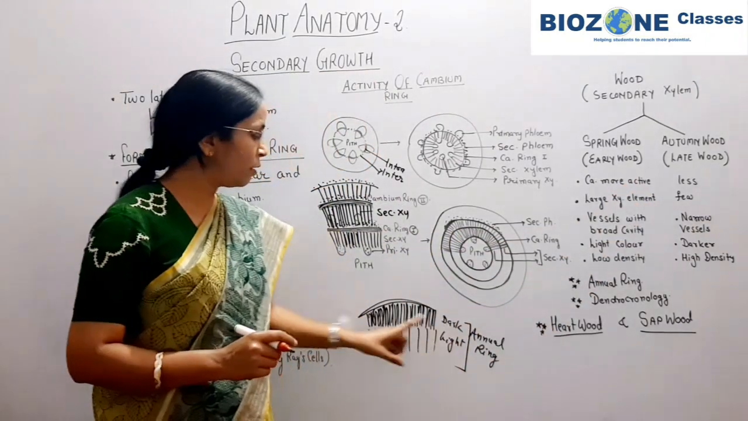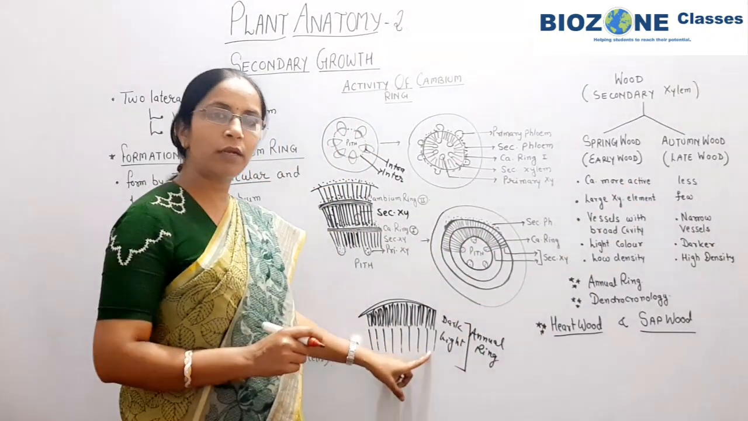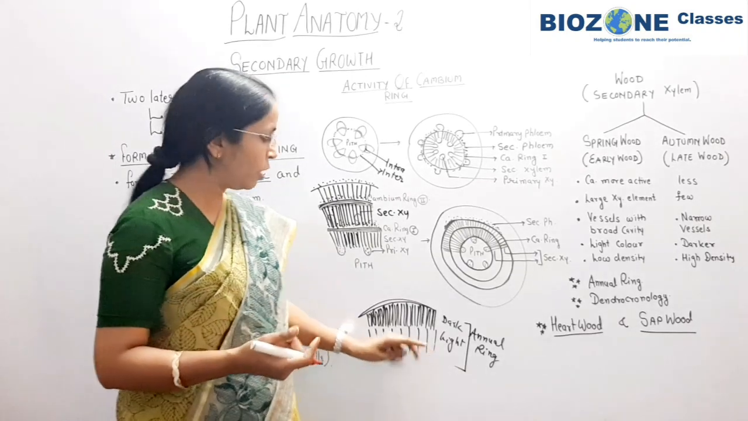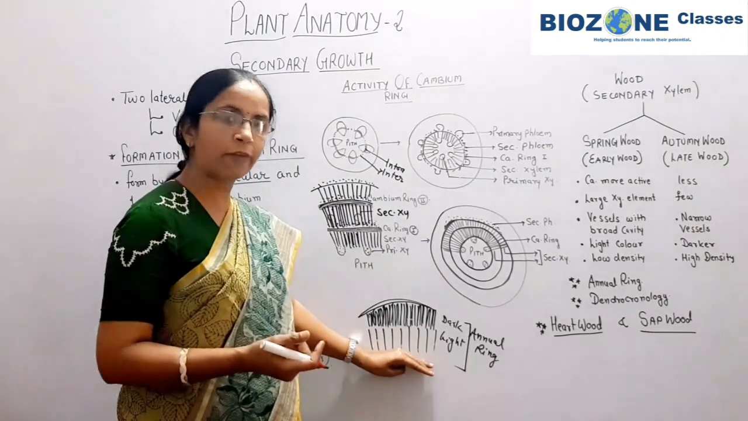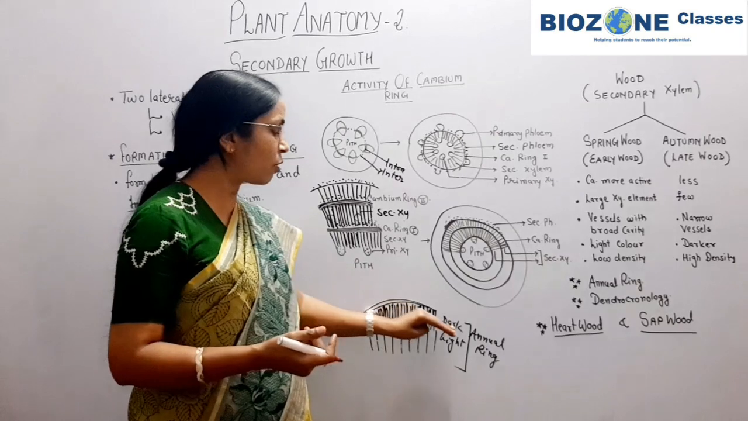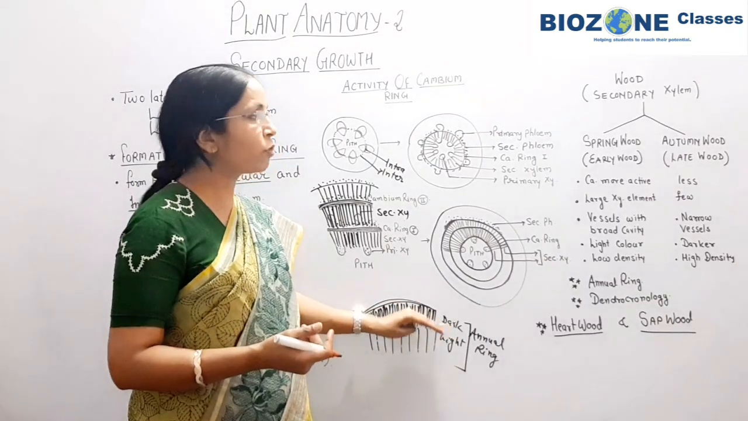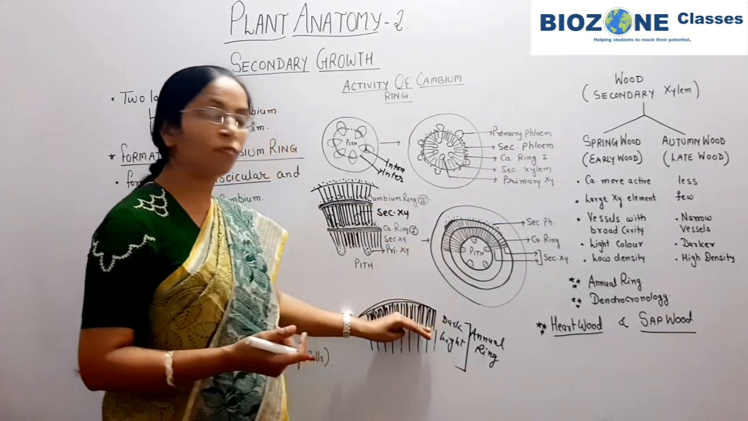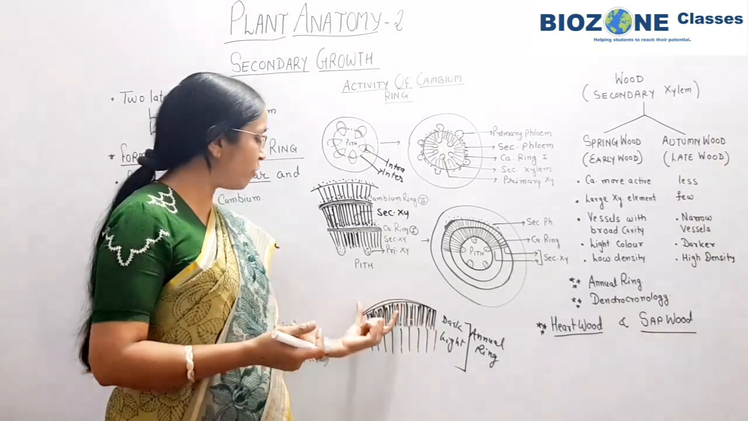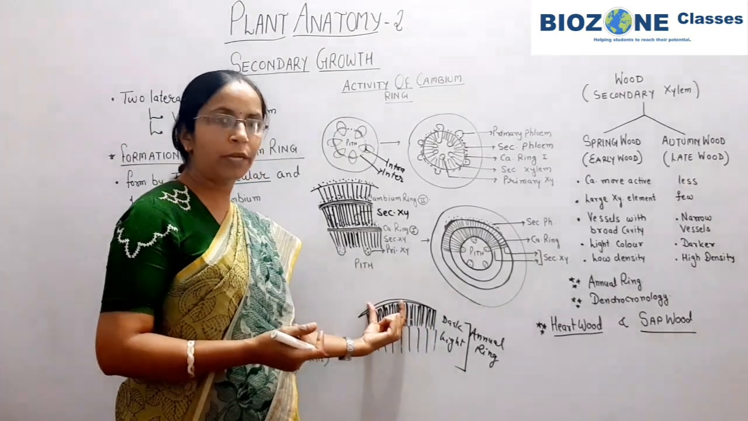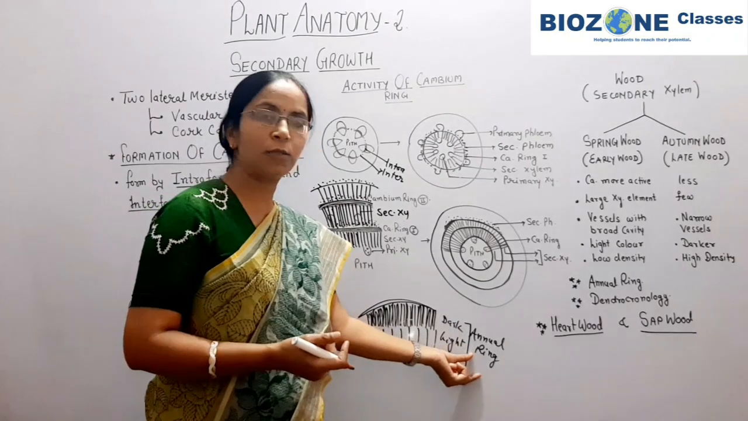In an annual ring, spring wood, or early wood, is always present towards the inner surface, and the late wood or autumn wood is always present towards the cambium ring. So every year one annual ring is formed.